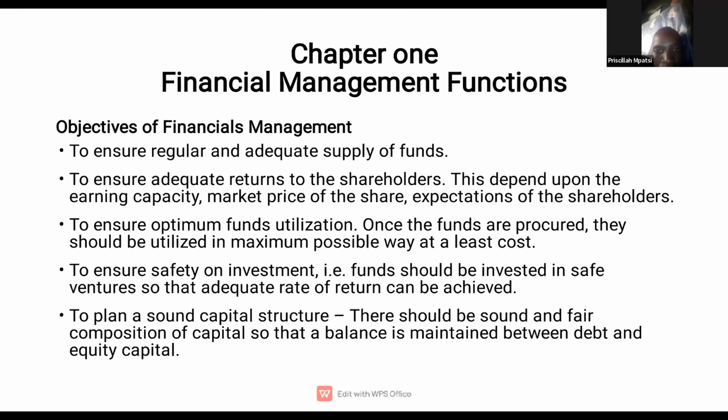Financial management has the following objectives. Number one, to ensure regular and adequate supply of funds. It's our objective as financial managers to ensure regular and adequate supply of funds. We have to ensure adequate returns to the shareholders. This usually depends upon the earning capacity, the market price of a share, and expectations of the shareholders. Remember, when you buy shares in a company, you don't just buy them without any expectation. You expect something in return, which is usually the return from those investments.